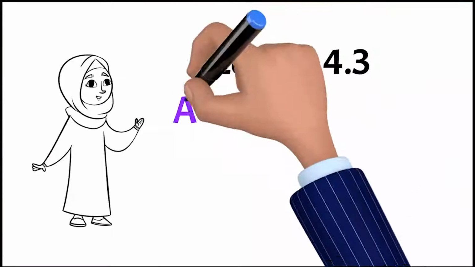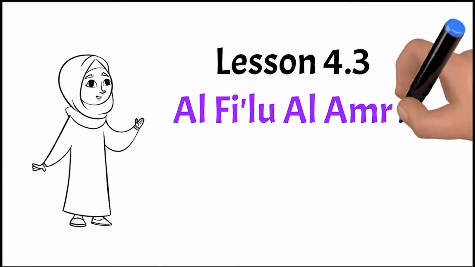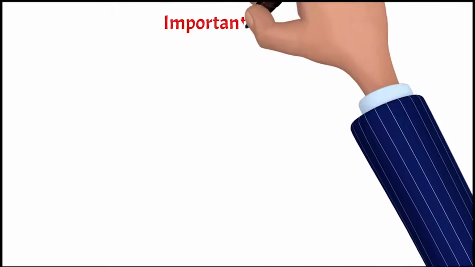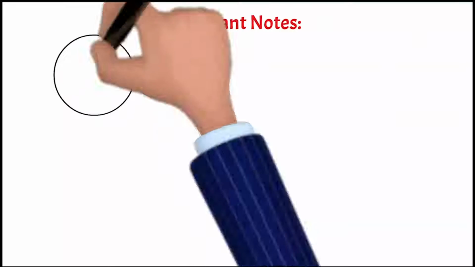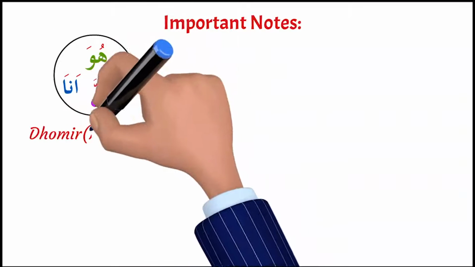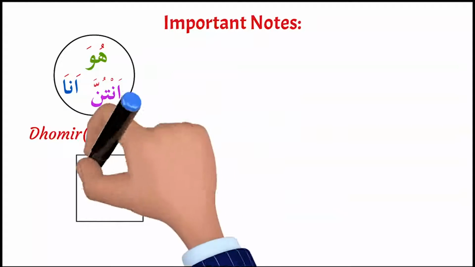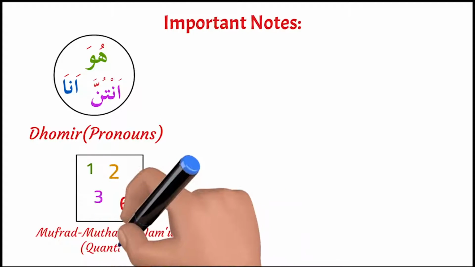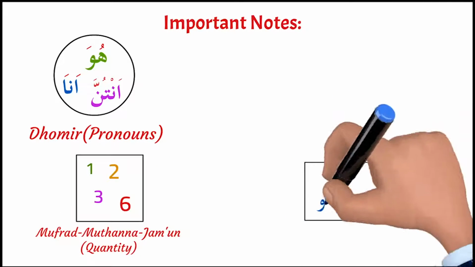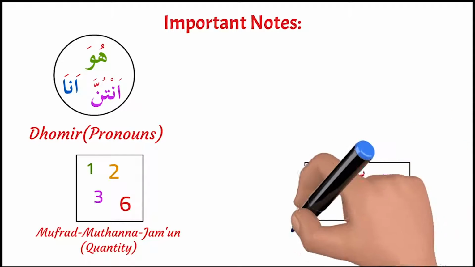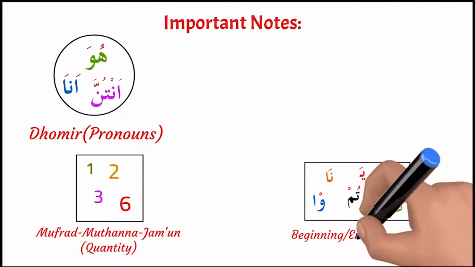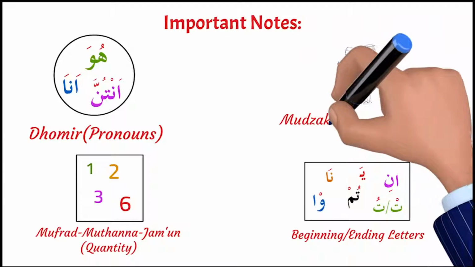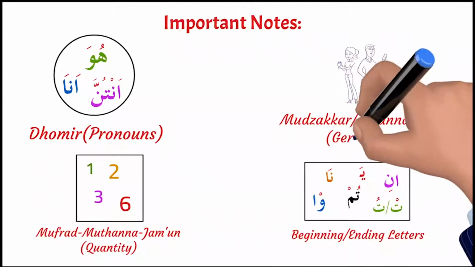Lesson 4.3 الفعل الأمر. Important to note, all الفعل will relate with ضمير pronouns. Quantity of 1, 2, 3 and more: مفرد مثنى جمع. Special letters at beginning and ending of الفعل specify gender, male, female: مذكر مؤنث.